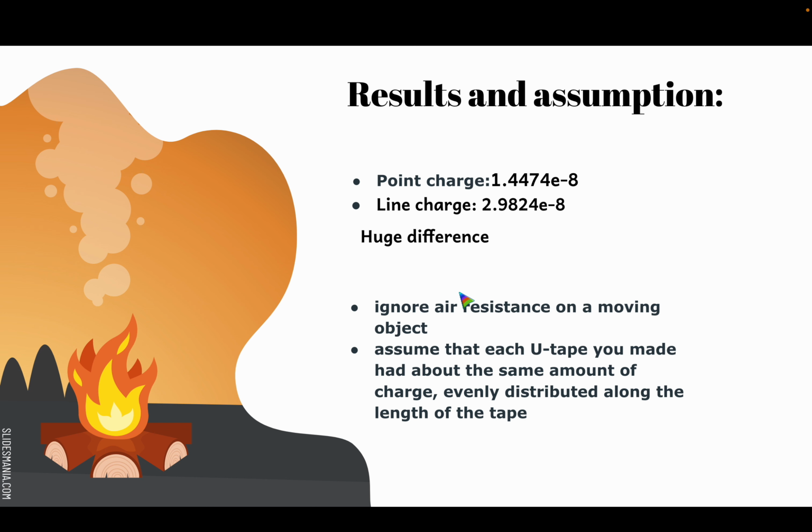And for the results and assumptions, in previous labs, the point charge model tells us that on each tape there are an estimated 1.4474 times 10 to the minus 8 charges in total. However, for this line charge model, the estimated total charge on top tape is equal to 2.9824 times 10 to the power minus 8. So there's a huge difference. For the assumptions, we are ignoring air resistance on a moving object. I'm also assuming that each U-tape I made had about the same amount of charge evenly distributed along the length of the tape.